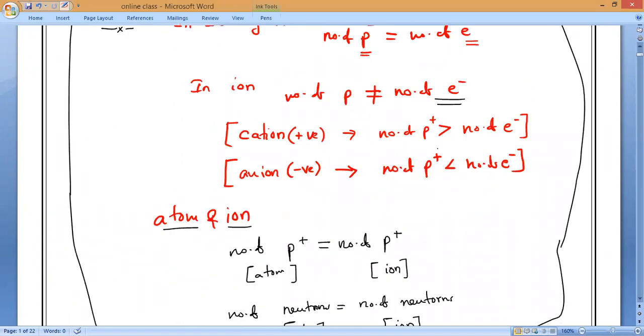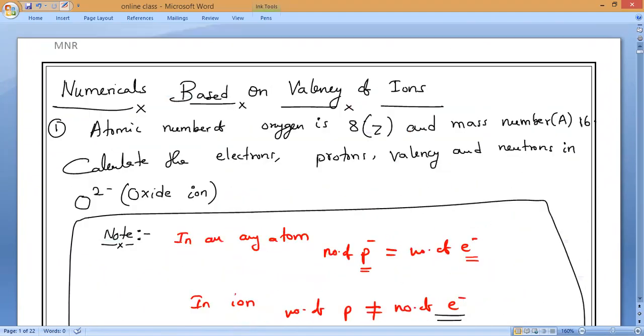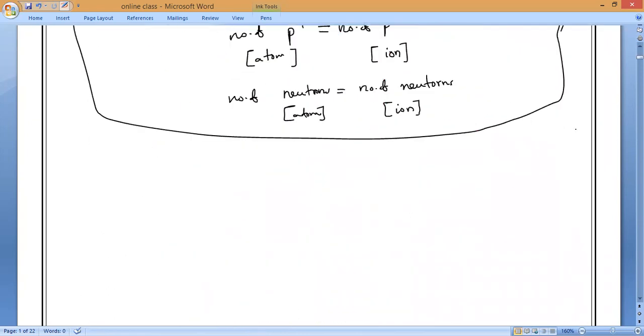Are you clear now, everybody? Anything doubt? Now based upon this, we will proceed and write. They are saying atomic number of oxygen is 8 and mass number is 16. So let us take first that. What is the given atom or given element? Oxygen, sir. What is the symbol of oxygen? O.